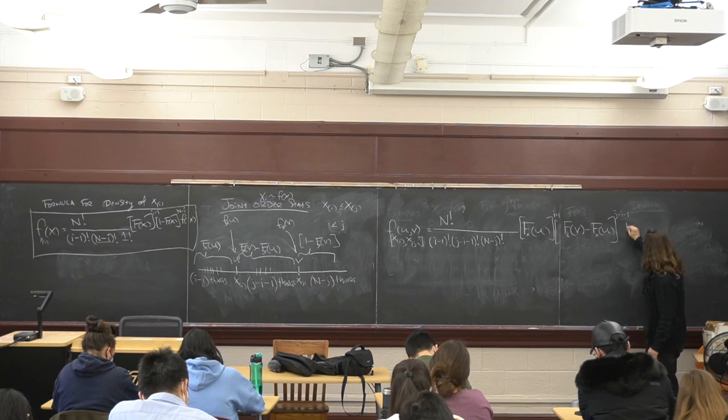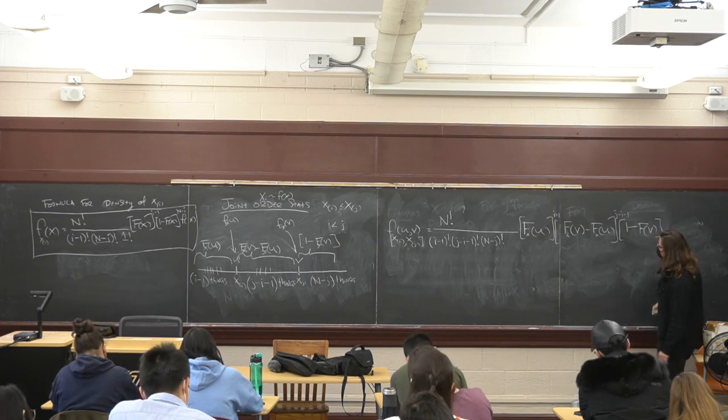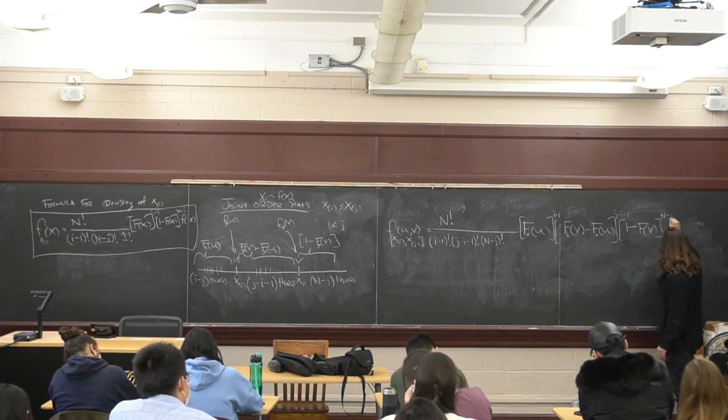Then I have the other probability, 1 minus F of v. That's going to be n minus j times.